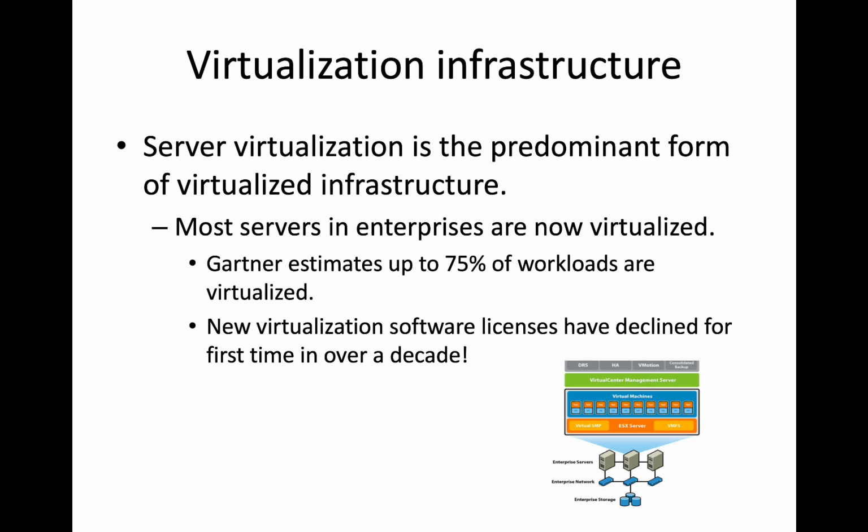One thing to note, and this is something I learned about a year ago, was that new virtualization licenses have begun to decline. So companies like VMware now are reporting that enterprises are no longer licensing virtualization software as much as they did in the past. And that's kind of a massive change. And I think probably the key reason for that is because many of the new application workloads are moving to cloud providers like Amazon.